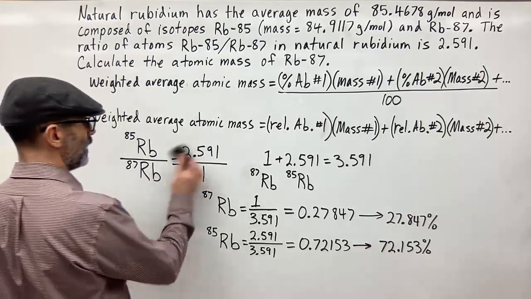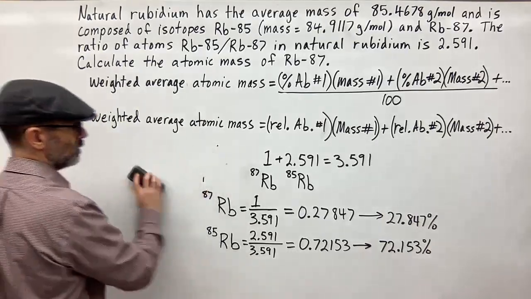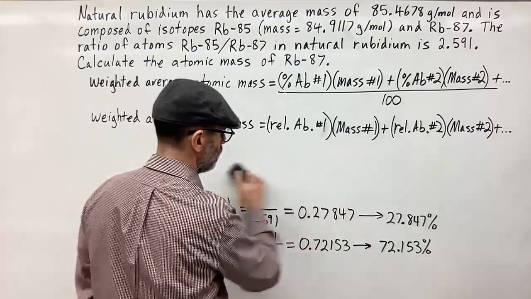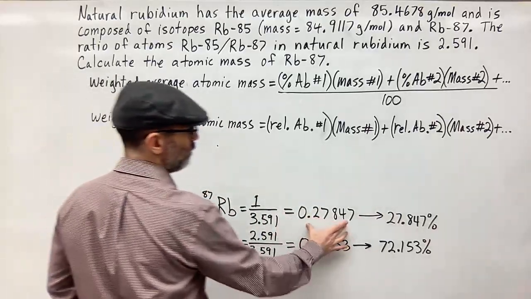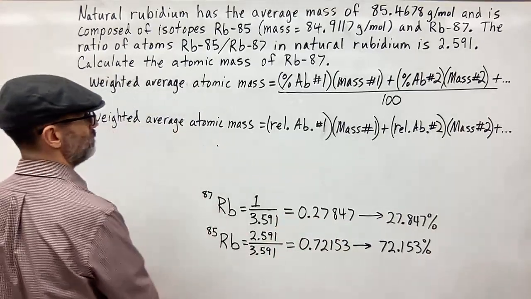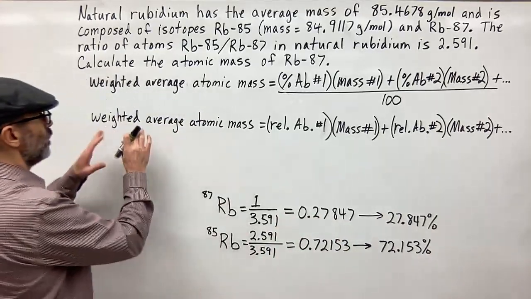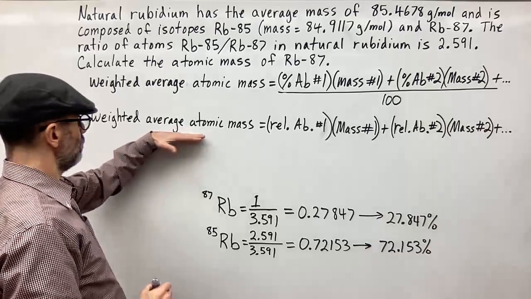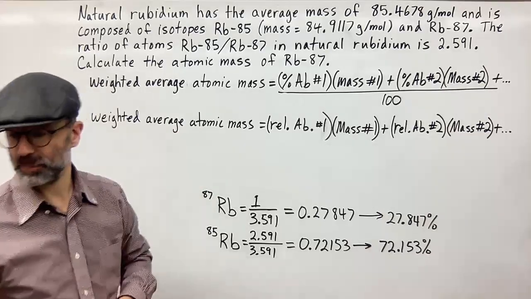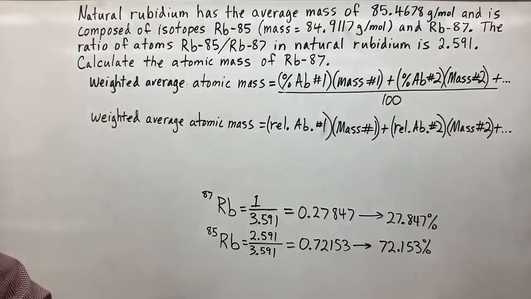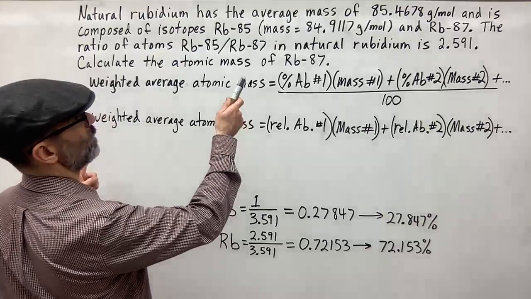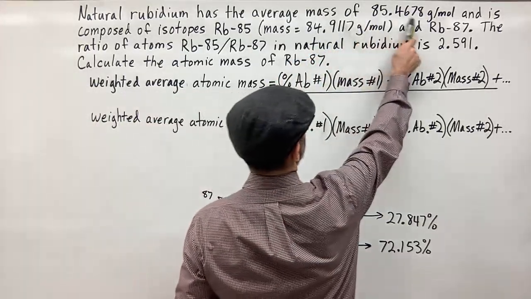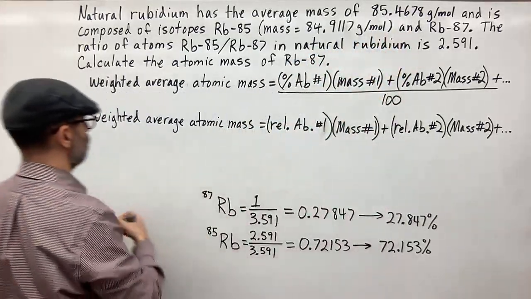Okay, so I'm going to erase, give myself some space, and I'm going to use the relative abundances because that's just the way I am. So I'm going to use this equation. I'm going to look up the weighted average of rubidium on the periodic table, and when I do that, I get 85.4678. Or I think I'm given that in the problem. Yes, I'm given the average mass right here.